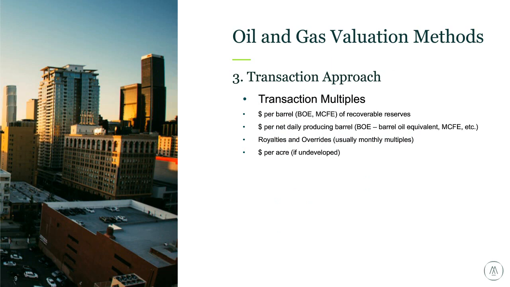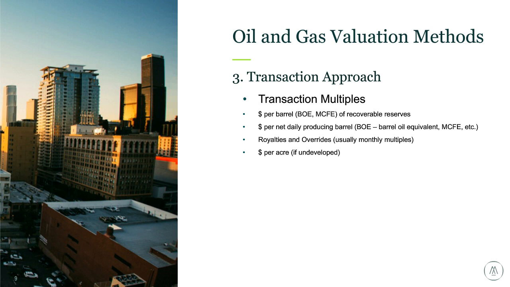Finally, the transaction approach. You probably all on the call are very aware of the multiples that are out there, and they vary widely by region, whether you're in West Texas or the Eagle Ford or the Marcellus Shale or the DJ Basin or mid-continent selected pockets. And it's typically measured in dollars per barrel of recoverable reserves. So if you had a million barrels of reserves and you saw that deals in this area are selling for $6 a barrel, well, a production like this would be worth $6 million, and so on and so forth.